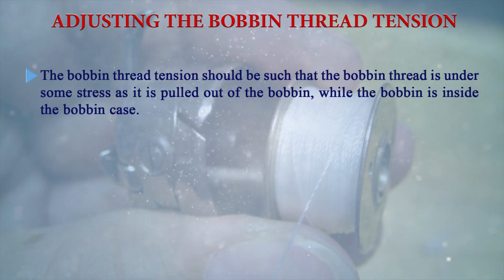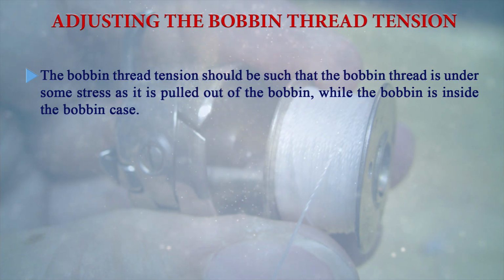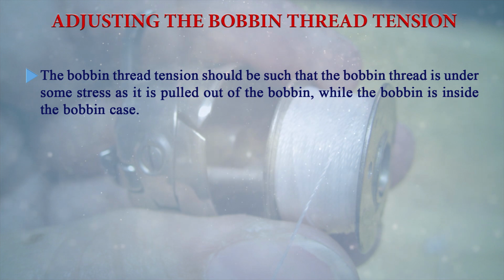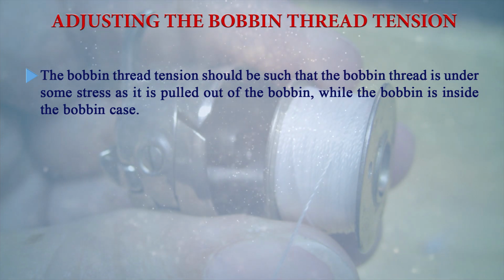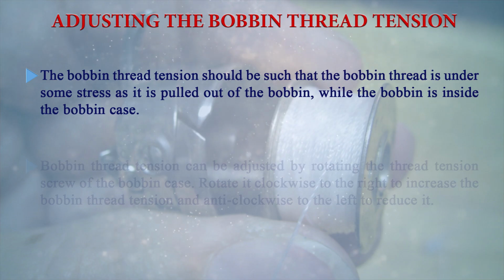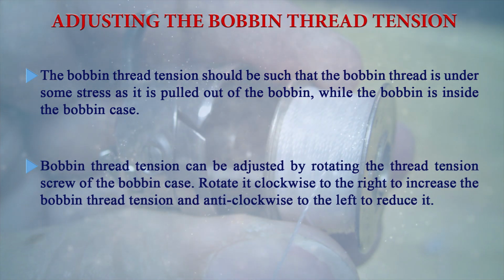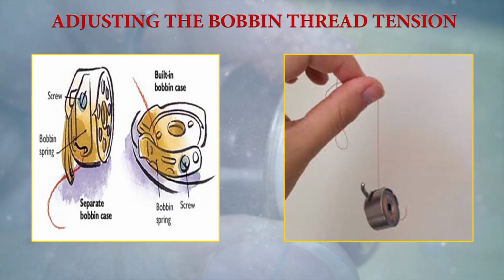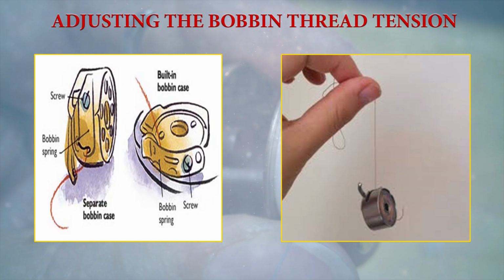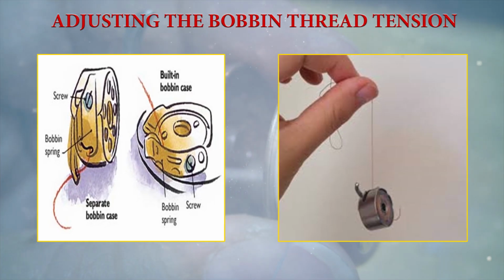Then we should adjust the bobbin thread tension. The bobbin thread tension should be such that the bobbin thread is under stress as it pulls out the thread from the bobbin, and the bobbin is in the bobbin case. So we should adjust it very carefully, and the bobbin thread can be adjusted by rotating the thread tension screw. As you can see in the picture, there is a thread tension screw on the bobbin case.